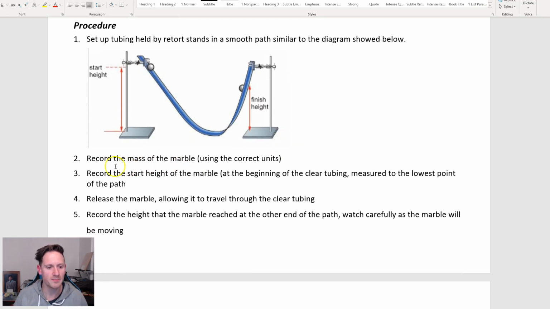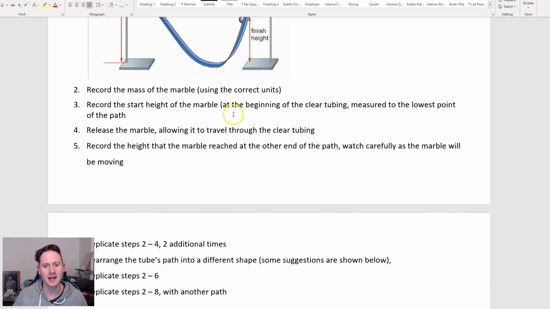An important thing to note is that we're going to have to record the mass of the marble using the correct units. And those units are going to be meters, because for our formula, we need the mass in meters. That's the standard international, or SI, unit for meters.